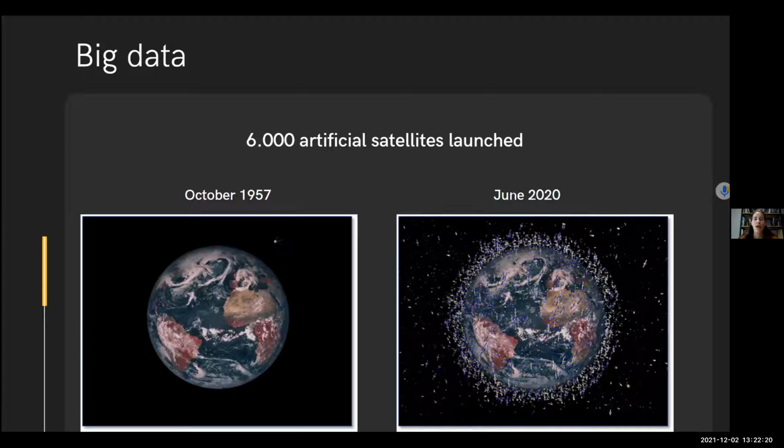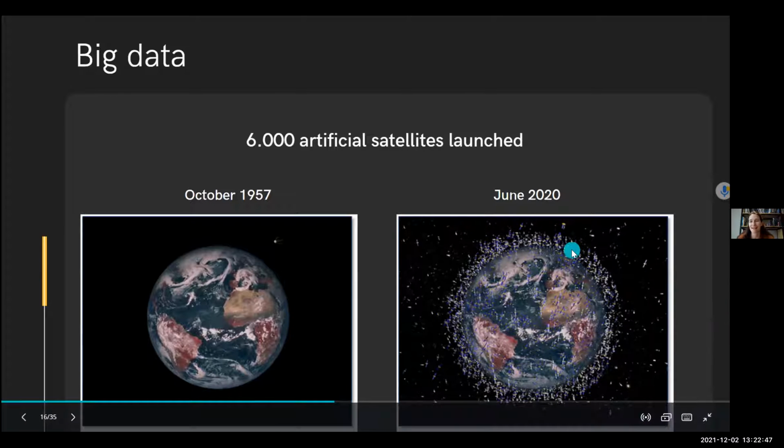In October of 1957, it was launched the Sputnik satellite by the Soviet Union. So that was the first satellite that we sent to the space. But last year, in June 2020, there were more than 6,000 artificial satellites launched. So our space right now looks something like this.